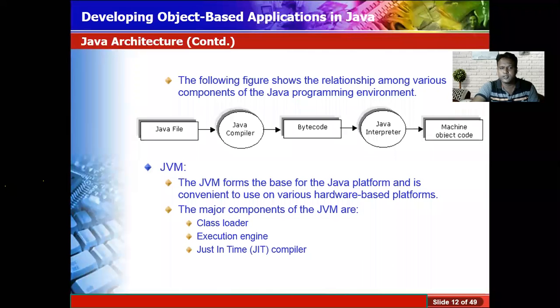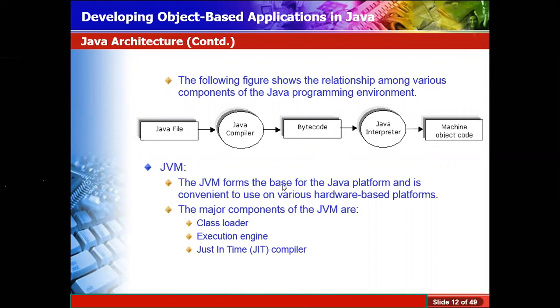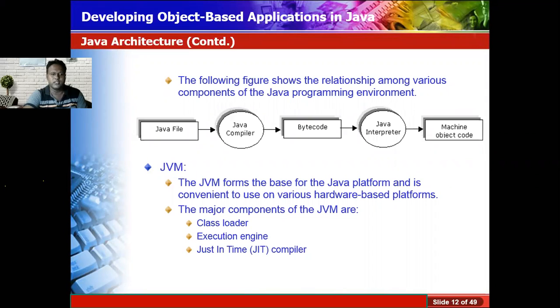Next we start with JVM. The JVM is called the Java Virtual Machine, or the engine of your Java programming language. All major components like the class loader, execution engine, and just-in-time compiler are present in the JVM. So it is called the engine of your Java. All rules and regulations in Java are defined by the JVM.